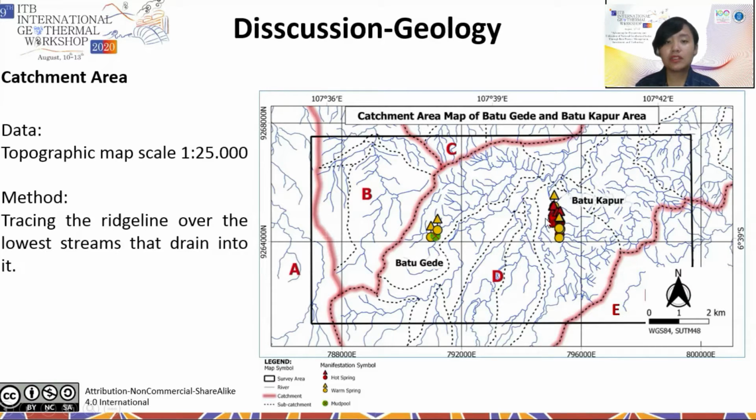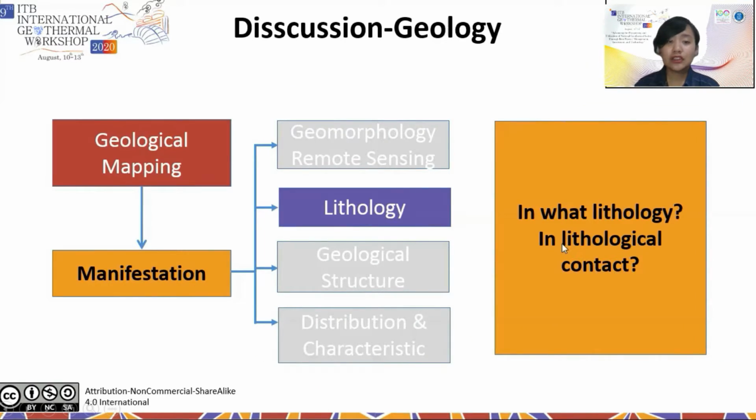Meanwhile, Batu Kapur manifestation flow clearly originates from ridge lineament with trend northwest-southeast and west-northwest east-southeast. This shows that Batu Kapur is correlated with heat flow with a source from a certain depth. Lithology can also control the occurrence of manifestations.